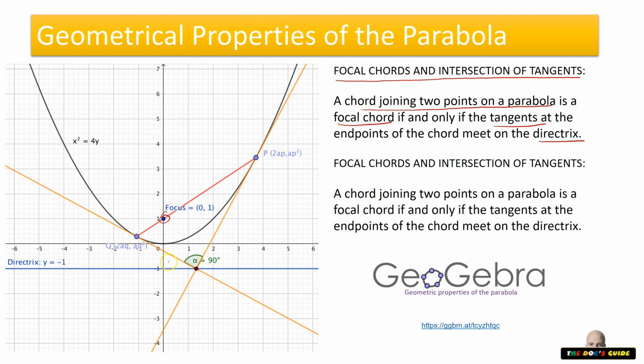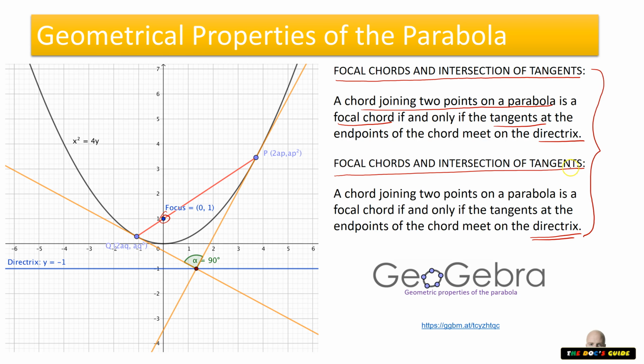So it's good to know that property, but it's not so much a matter of recalling that property as being able to do the sort of analysis necessary to prove that property. This point here, same sort of thing, focal chords and intersection of tangents. A chord joining 2 points on a parabola is a focal chord if and only if the tangents at the endpoints meet on the directrix. So this is sort of classic geometry.